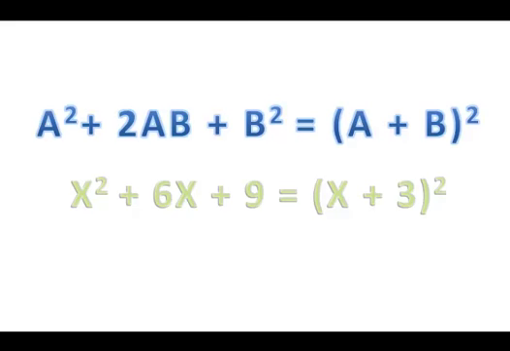Plugging our trinomial that we created, x squared plus 6x plus 9, into the formula for perfect square trinomials, we get an answer of x plus 3 in brackets squared. And we have easily factored our expression.